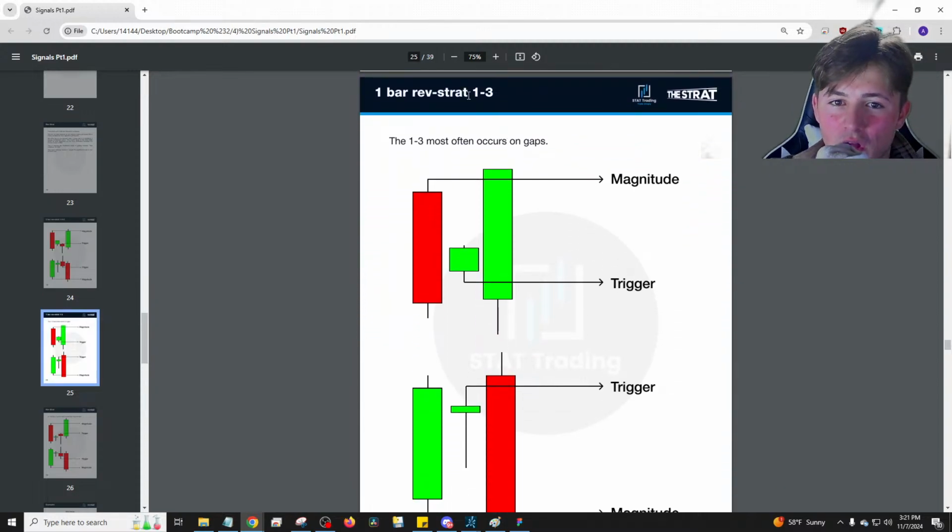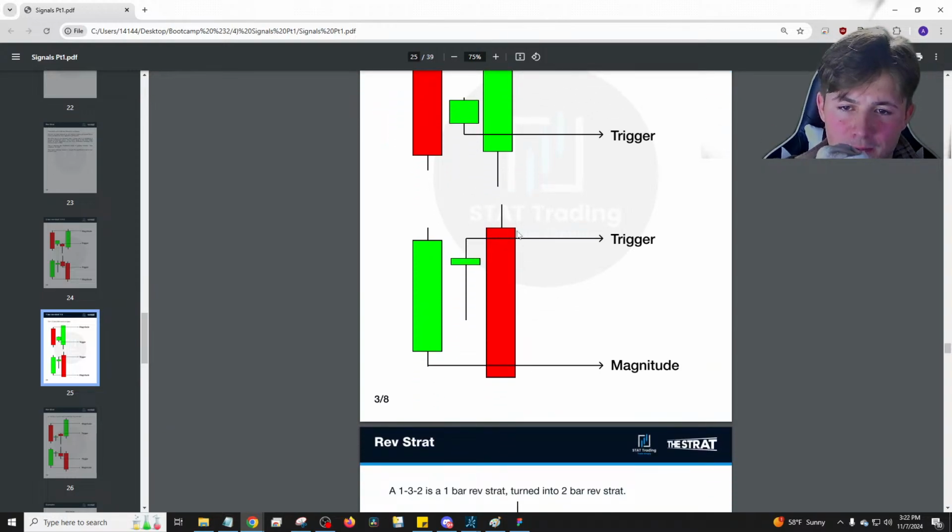And we can also have what we call a 1-bar rev strat. So 1-bar rev strat is the 1-3. So you get the 1, they make the low, change the continuity, and reclaim that 1 all at the same time. And that gives you a 1-3, the same magnitude. Notice lower low and higher high to these two bars, the mother bar and the inside bar. And then vice versa in here.